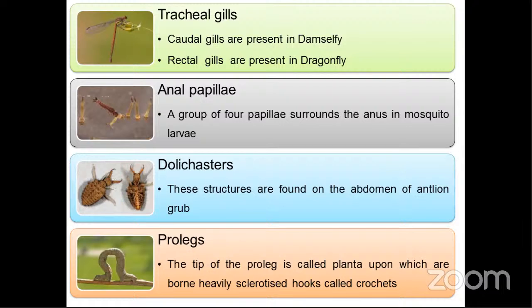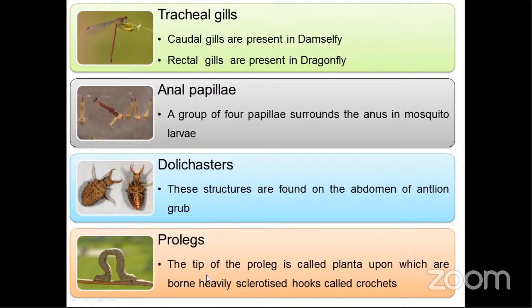In the case of caudal gills, which are present in damselflies; in dragonflies, rectal gills are there. Like that, in mosquito larvae, anal papillae are there. Like that, Dolichosters, in the case of antlion grubs, Dolichosters is there.